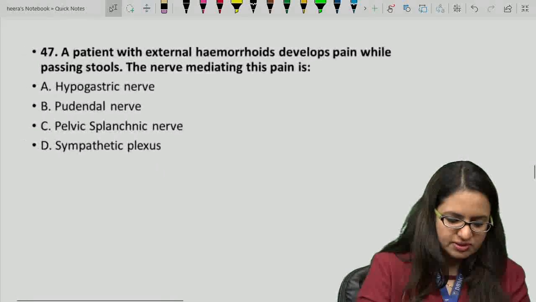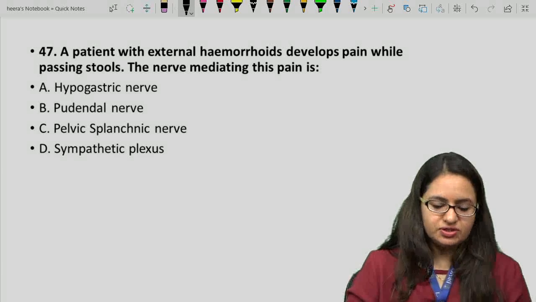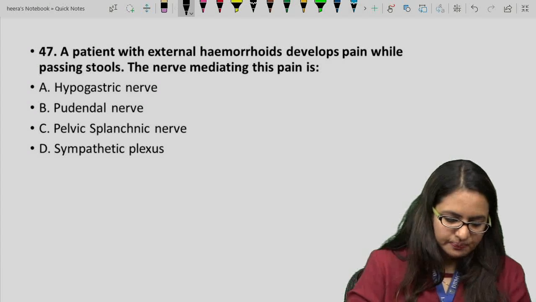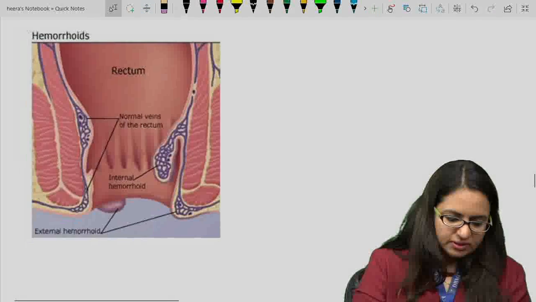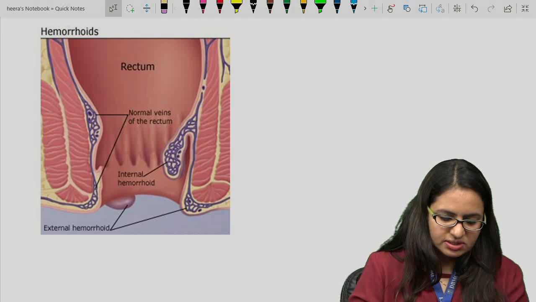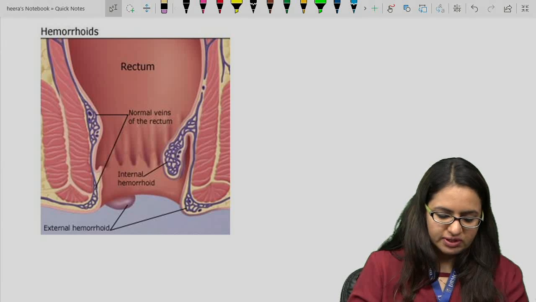Now the next question is question number 47. It says that a patient with external hemorrhoids develops pain while passing stools. The nerve mediating this pain is. Now, hemorrhoids are basically the saccular dilatations of the veins which are supplying, or draining, that portion of the anal canal.